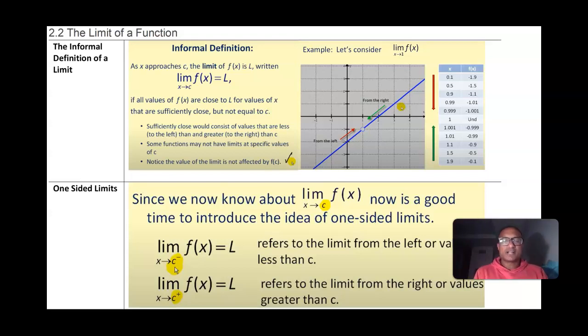Hey guys, this is section 2.2, the limit of a function.